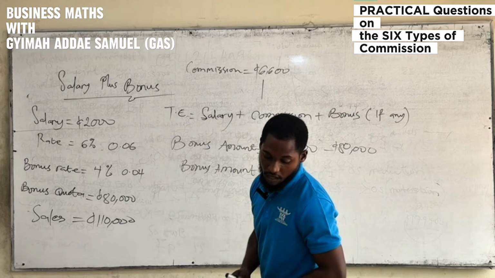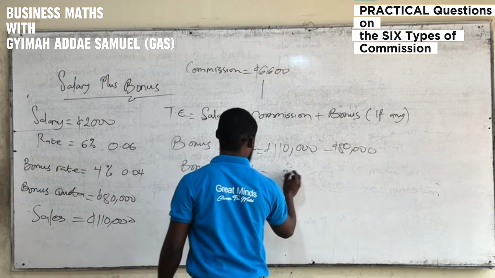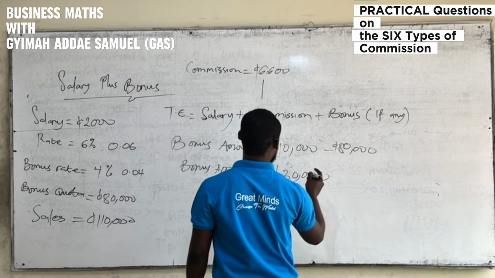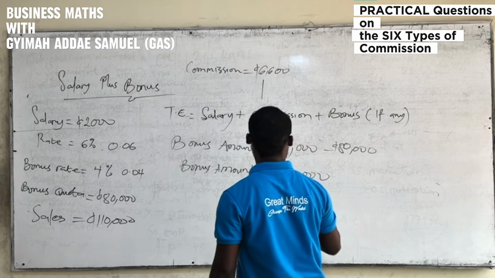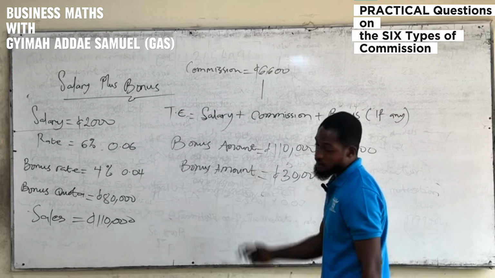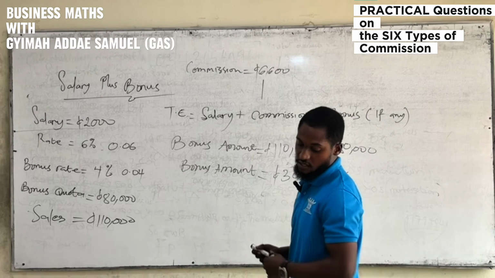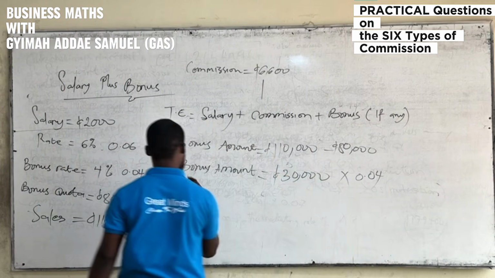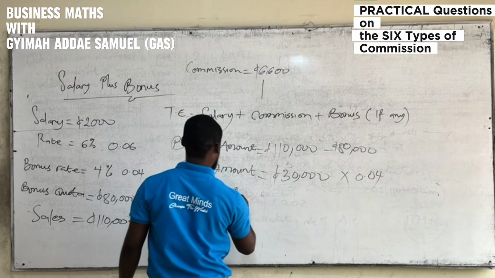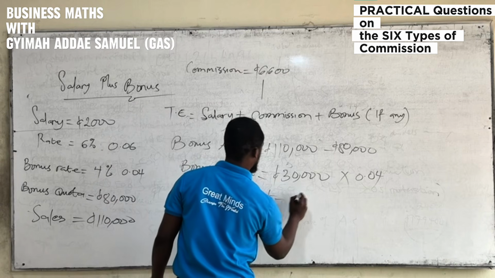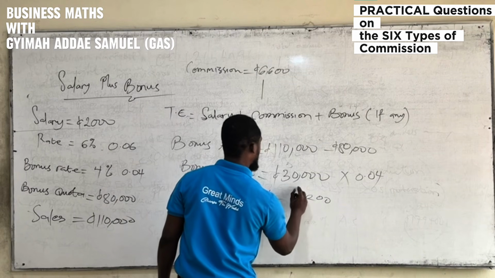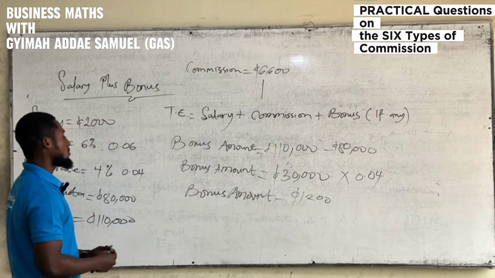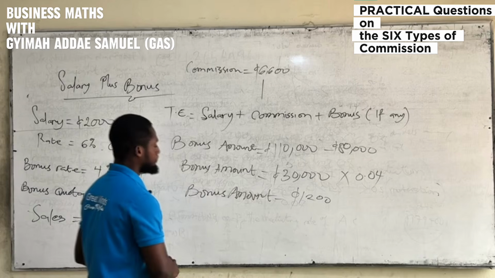So your bonus amount becomes 30,000. That's when you subtract the 80,000 from the 110,000. Then you come and multiply it by your bonus rate, which is 0.04, getting 1,200 Ghana cedis. So this is your bonus amount, the amount that you will be adding as bonus.